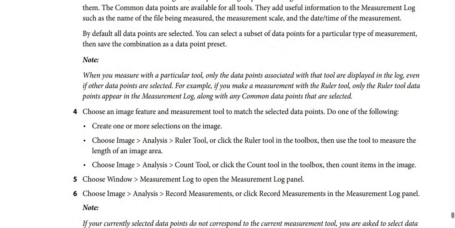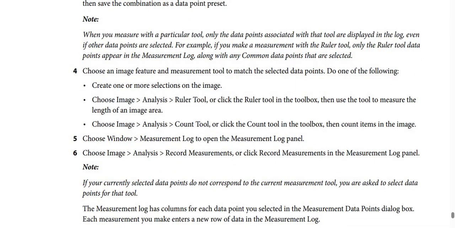Step number 4. Choose an image feature and measurement tool to match the selected data points, and you should do one of the following again. You should create one or more selections on the image, and you should choose image firstly, then select analysis, then choose ruler tool, or click the ruler tool in the toolbox, and then use the tool to measure the length of an image area. After that, choose image, then choose analysis again, then count tool, or click the count tool in the toolbox, then count items in the image.